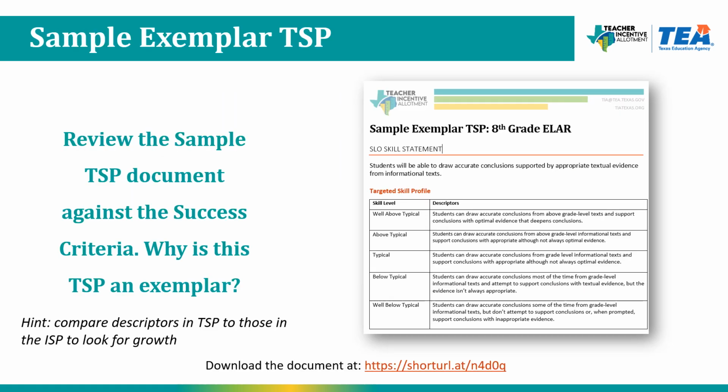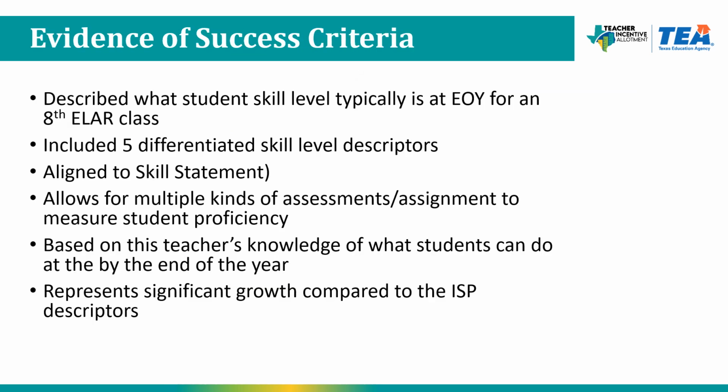You can download an exemplar TSP for 8th grade English Language Arts using the provided link. Compare the ISP to see how the typical skill levels differ. The TSP should reflect significant growth from the ISP. Notice on the targeted skill profile the descriptors for student skill levels across the 5 different levels at the end of the year. Let's review the success criteria for evidence in the targeted skill profile.